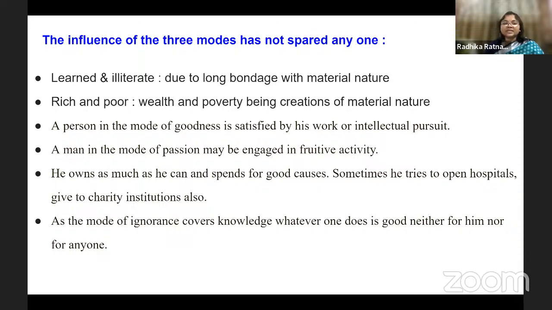A person in the mode of goodness is satisfied by his work or intellectual pursuit. A man in the mode of passion may be engaged in fruitive activity. He earns as much as he can and spends it for good causes. Sometimes he tries to open hospitals and give charity to institutions. As the mode of ignorance covers knowledge, whatever one does is neither for himself nor for anyone. So whatever charity work we do, we should do it through devotional service, through a channel, and not on our own.